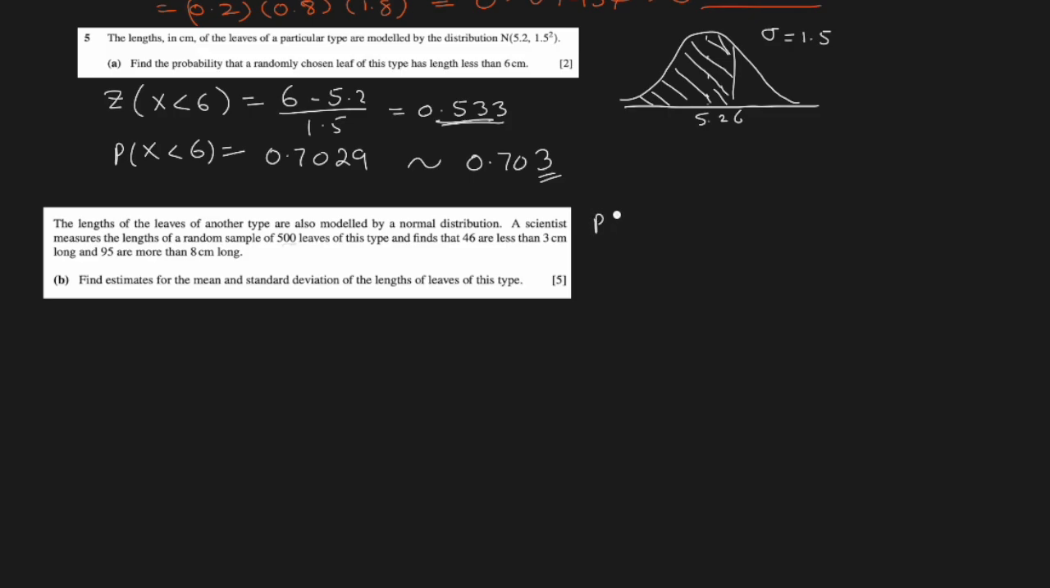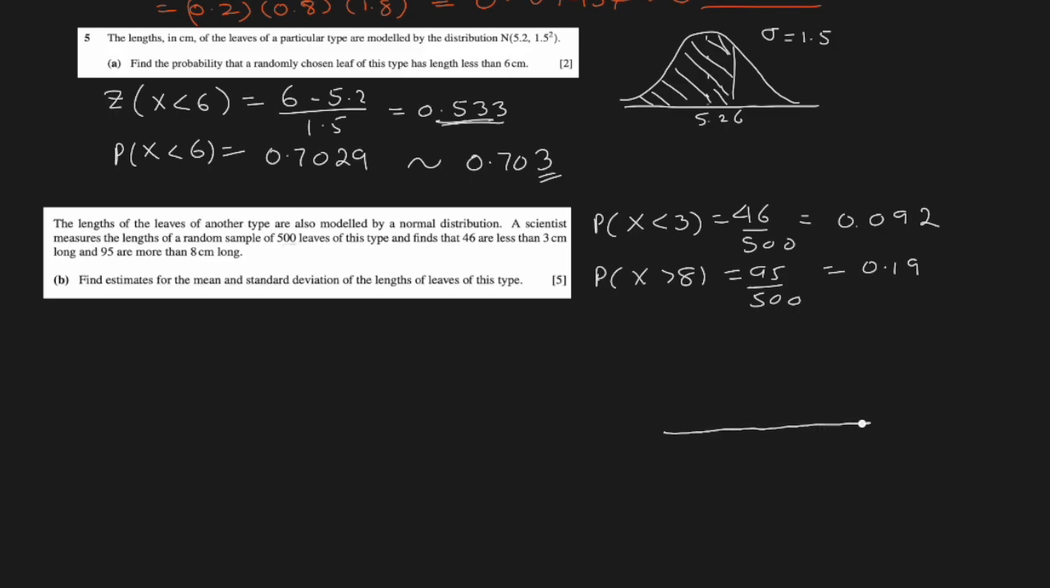So let's find what is the probability that X is less than 3. It is 46 out of 500. Can we convert it to decimal? So 46 out of 500 will be 0.092. Probability that X is greater than 8 centimeters is 95 over 500, 0.19. So we know the probabilities now.